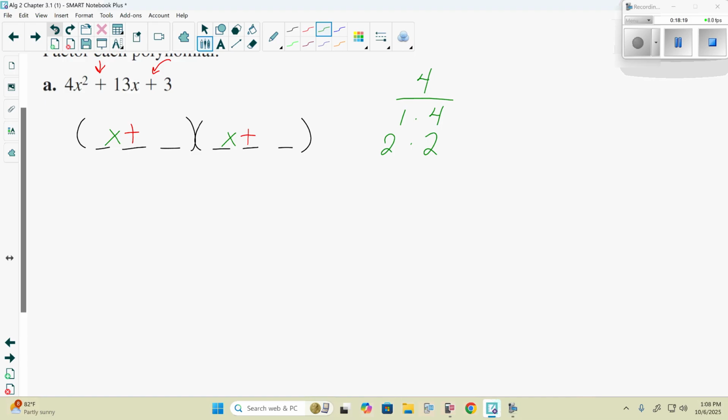Factors of 3. 1 and 3, yes? Are there any others? No. Now at this point here, we need to pick. Factors of 4, 1 and 4 or 2 and 2? 2 and 2.